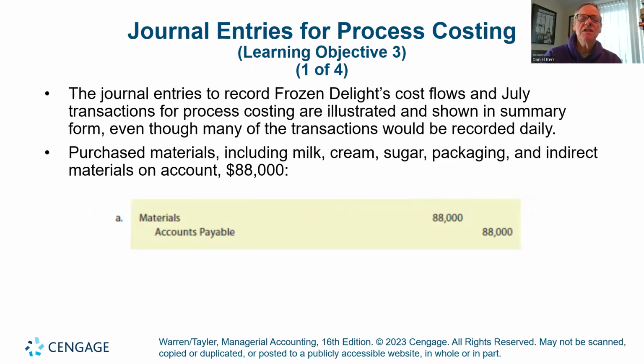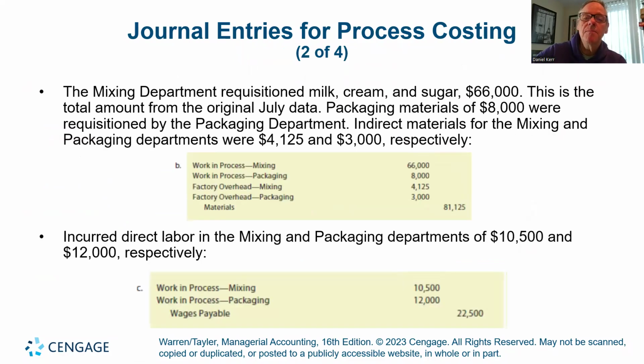Okay. So the first is the purchase of materials. If you look at the second bullet point, we purchased milk, cream, sugar, packaging, and other indirect materials on account for $88,000. So here the entry looks the same as we did in job order costing. It's a debit to materials and a credit to accounts payable.